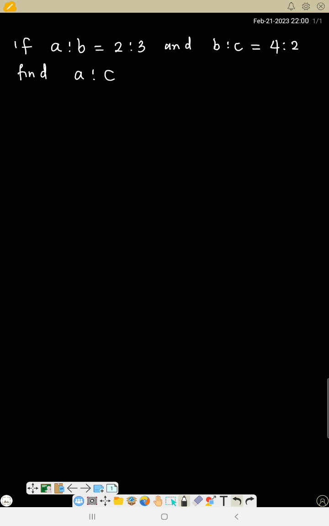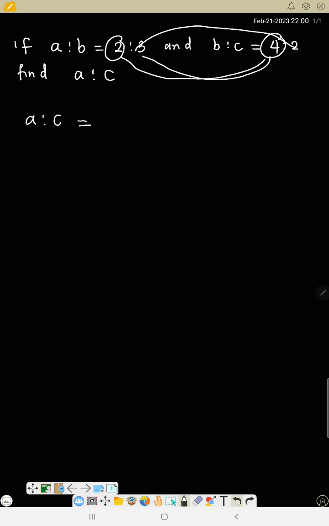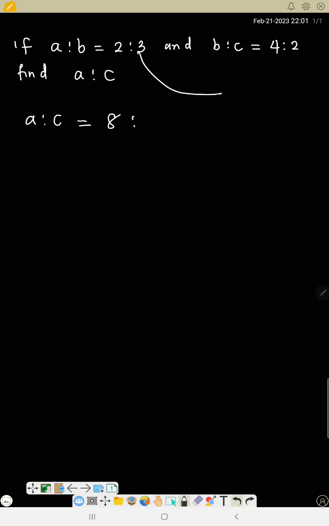So to find A ratio C using the same method, it means I'm only doing this first one, 4 times 2. Normally it should be 4 times 2, 8. 4 times 3, 12. And 3 times 2, 6. But I'll just do the first and the last. 4 times 2, 8. And the last one, 3 times 2, 6. So I'll just do that. So that will be 8 ratio 6.